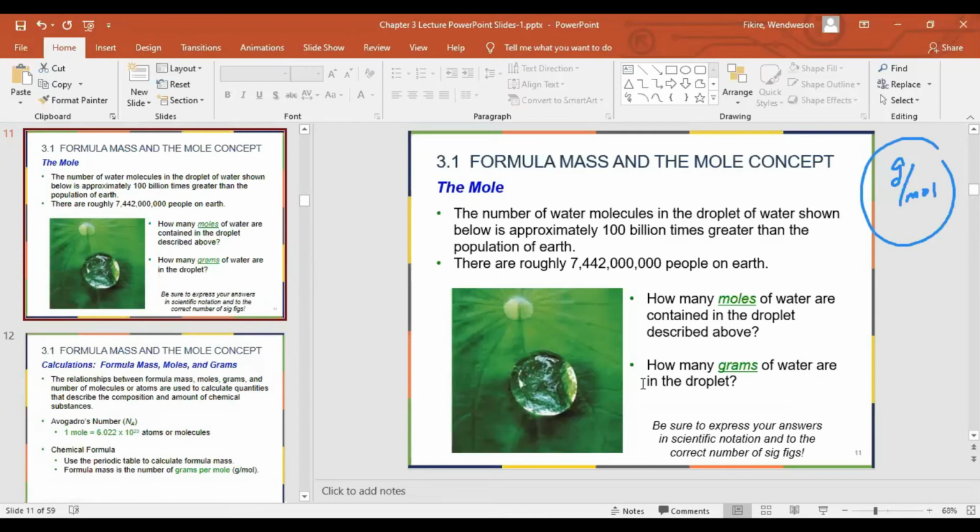I was talking about the number of moles earlier. This is also an expression of how the number of moles relates to Avogadro's number. Just for comparison, the number of water molecules in one droplet of water, shown below, is approximately 100 billion times greater than the population of the Earth. Nowadays, the population of the Earth is roughly 7,442,000,000 people. One drop of water will have 100 billion times this.